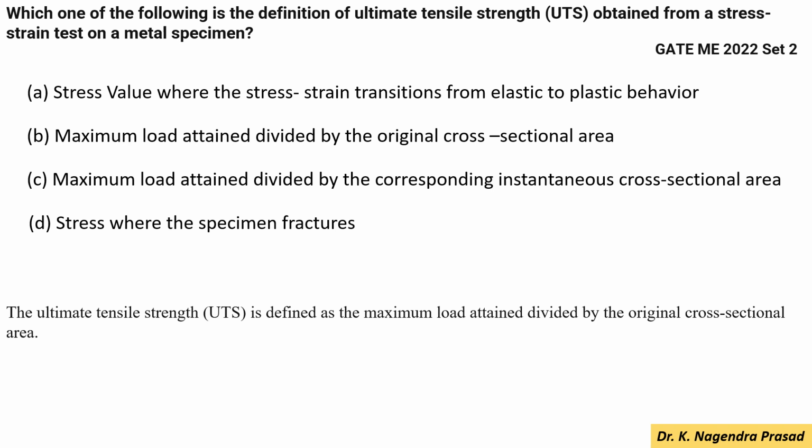We know that ultimate tensile strength is defined as the maximum load attained divided by the original cross section area. So option B is the correct answer.